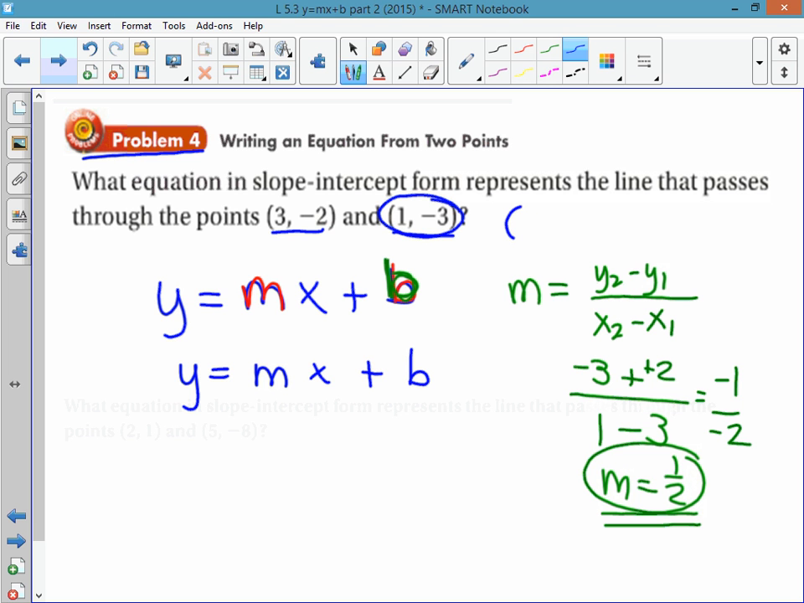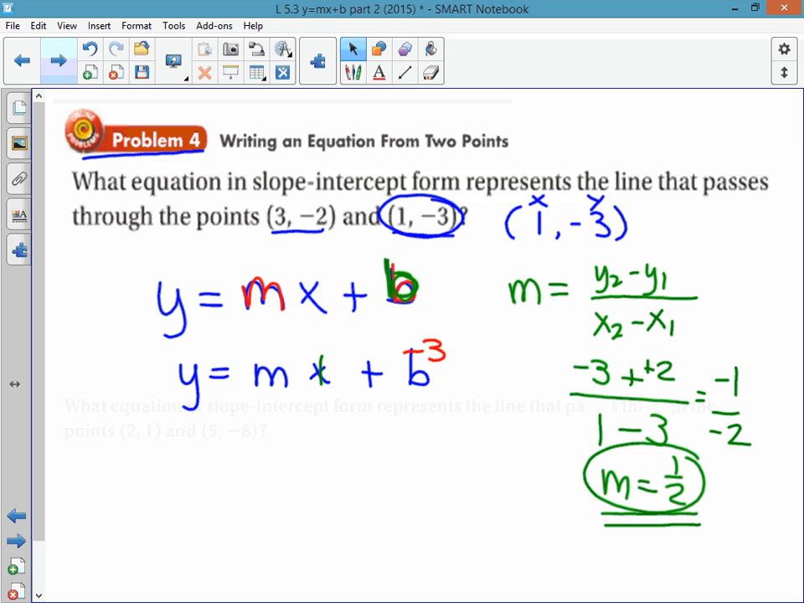And in that second set, 1, negative 3, that represents an x value and a y value, or an x coordinate and a y coordinate. I'm going to take that x coordinate, which is 1, and I'm going to put it in the equation in place of the x. And then I'm going to take the y coordinate, which is negative 3, and I'm going to put it into the equation in place of y. I know what my slope is because I just calculated it. It's 1/2. I'm going to replace the letter m in the equation with that value 1/2.